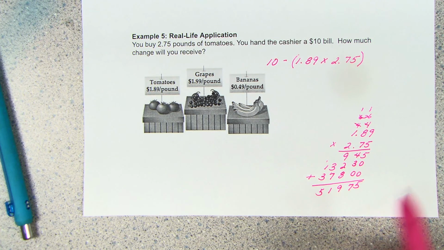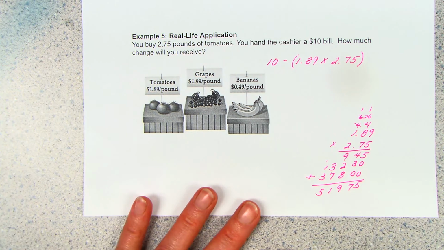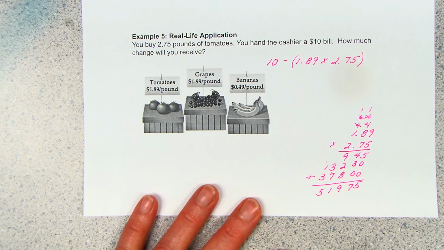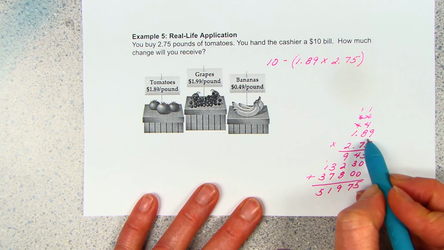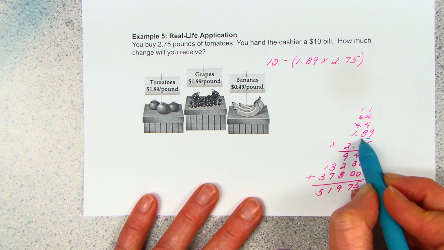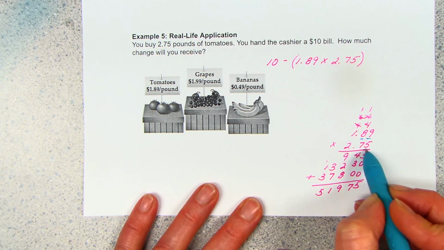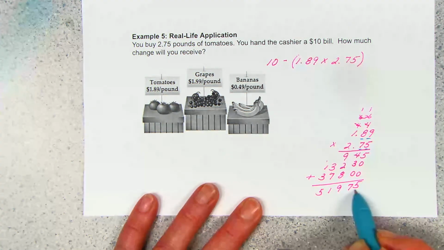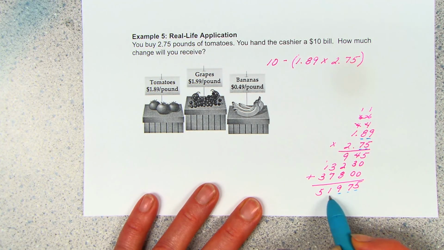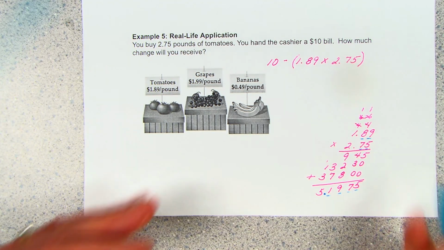Good, all right. And then the important part is deciding where to put that decimal. You're not going to just bring the decimal down, you're going to count the number of places in the factors, 1, 2, 3, 4, and then you count the same number of places in the product, and put the decimal there, right?